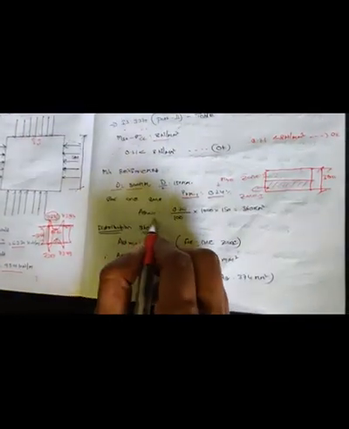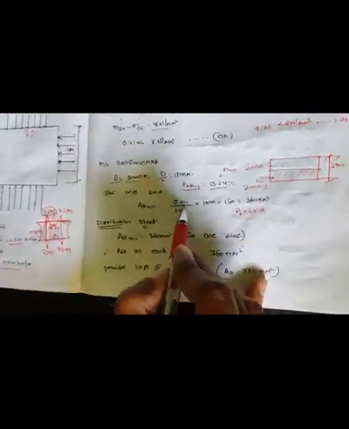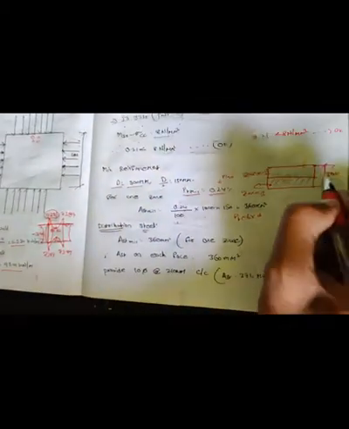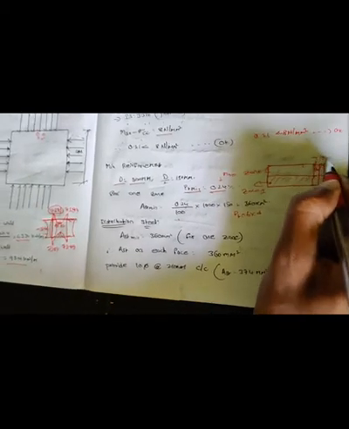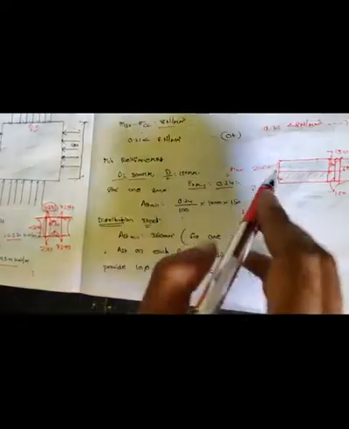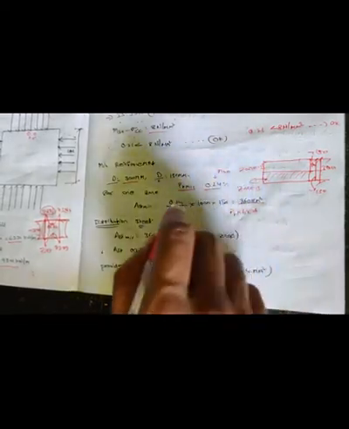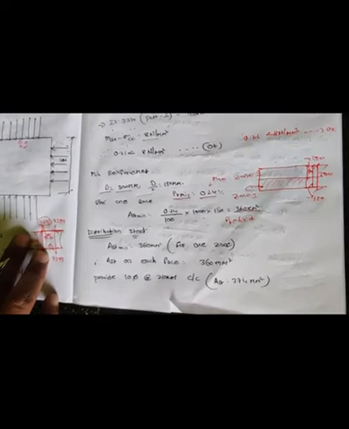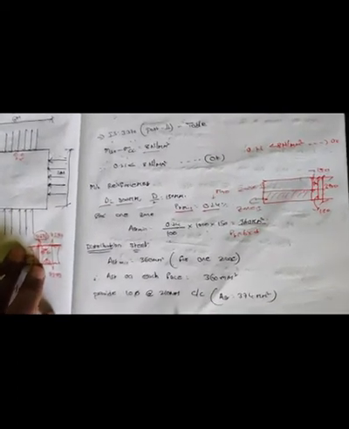AST minimum is PT into B into D, that is 0.24 divided by 100 into 1000 into 150. For suppose 300 is there, divided by 2, 150. For one zone the depth is only 150 mm. So AST minimum is 360 mm square, which we have to provide for long wall or short wall, whatever design it is.